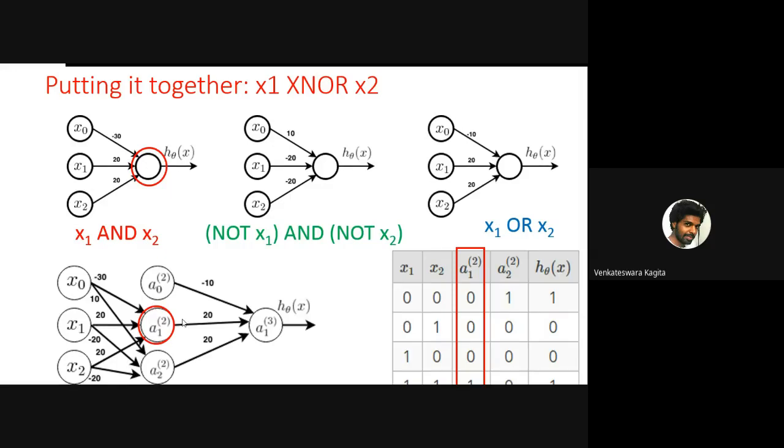Similarly, this is a not x1 and not x2 gate with weights 10, minus 20, minus 20. So this is the not x1 and not x2 gate. Now if you observe the corresponding outputs, when I give 0 0, 0 1, 1 0, 1 1, this is the AND gate output. That is, when both the things are 1, then only it is 1.